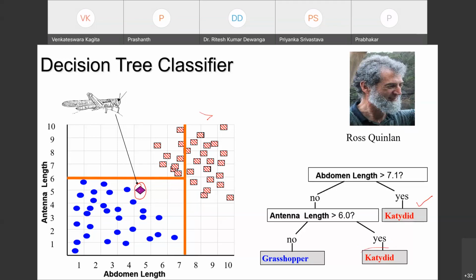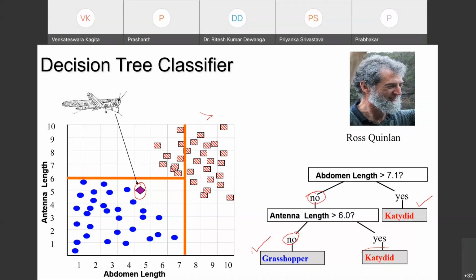So if you see this particular example, whose abdominal length is around 4.5 and antenna length is 5. Abdominal length 4.5 is less than 7.1, so you're taking a decision, following the path of no. Then, antenna length greater than 6.0? No, this antenna length is 5. So we follow this path and finally classify it as grasshopper.